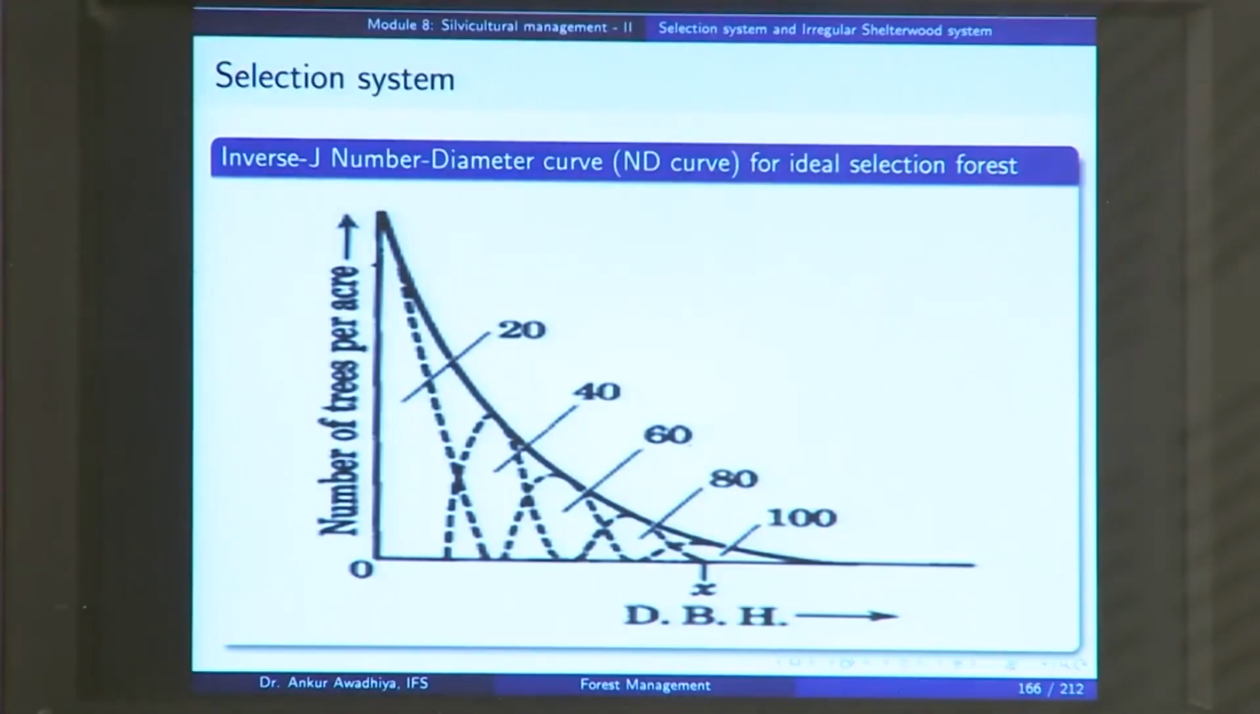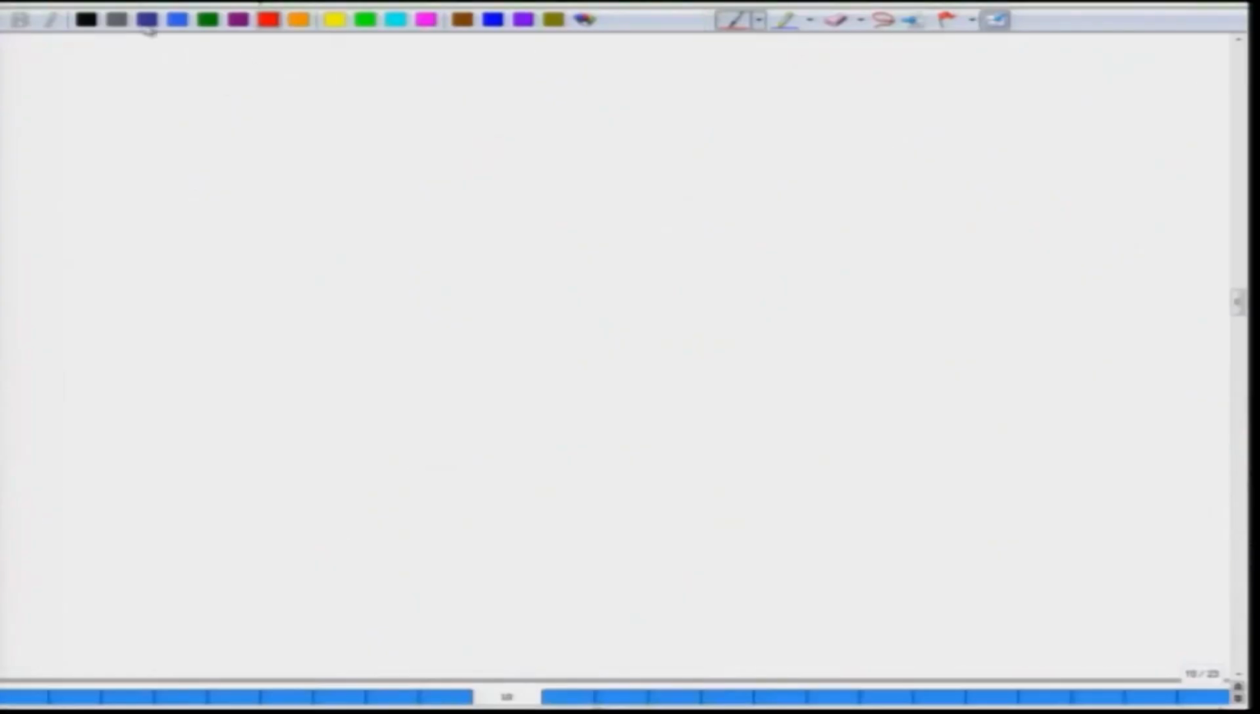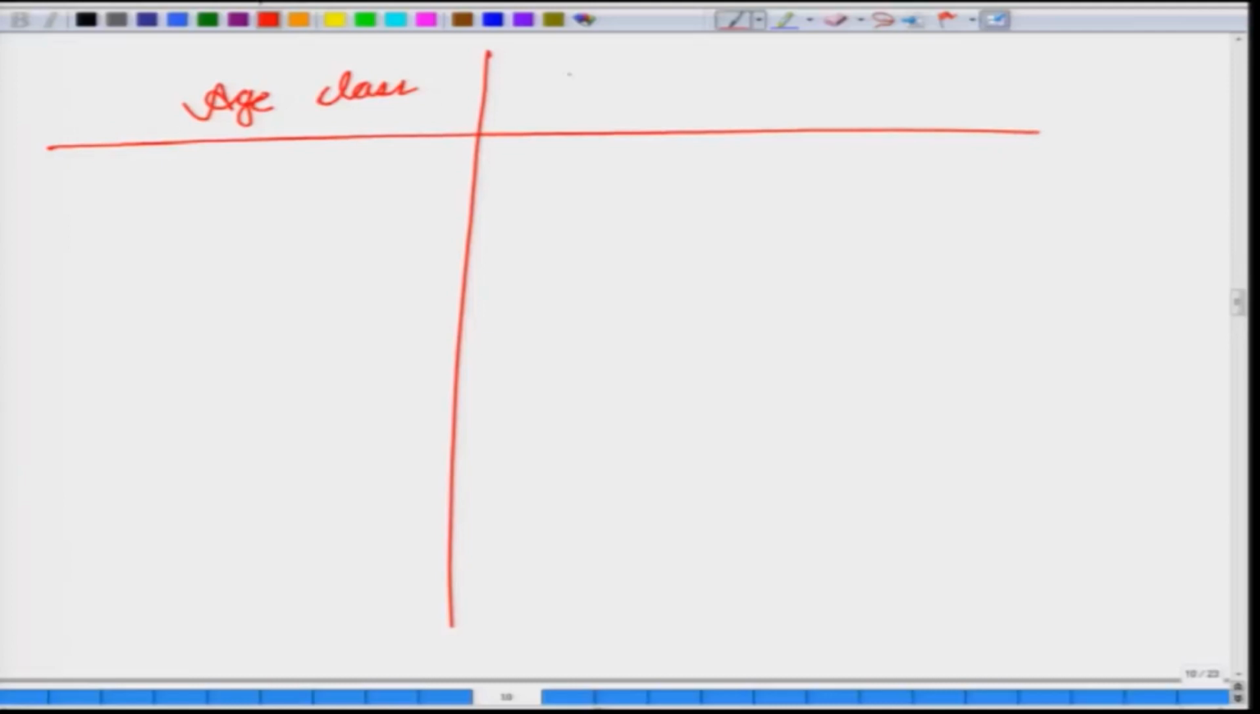Now, why should you have the numbers that are decreasing as we increase the age? That is because in a natural forest as well, if you have trees that are moving from one age class to another age class, there will be some mortality. So, for instance, let us make this age class, and you have the numbers. Suppose you start with 10,000 trees, you have 10,000 trees in the age class of 0 to 10 years.